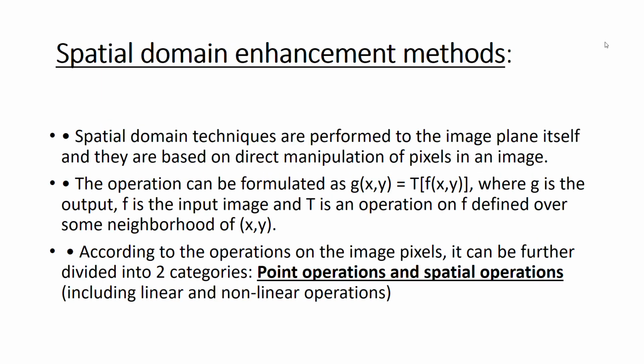So let's talk more about spatial domain enhancement methods. Spatial domain techniques are performed on an image plane itself. They are based on direct manipulation of pixels in an image. The operation can be formulated as g(x,y) = T[f(x,y)], where g is the output, f is the input image, and T is an operation on f defined over the neighborhood (x, y). According to the operation on the image pixel, it can be further divided into two categories: point operations and spatial operations. Spatial operations include linear as well as non-linear operations.